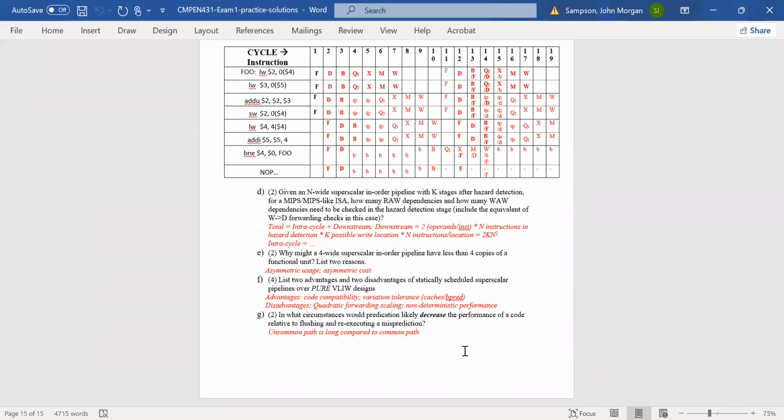Doing out the rest of these, I leave as an exercise to the reader in the interest of time, since it's 10:17. I'll go through these last 3 here. Why might a 4-wide superscalar in-order pipeline have less than 4 copies of a functional unit? List 2 reasons.